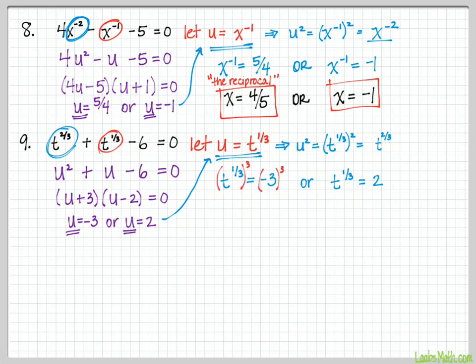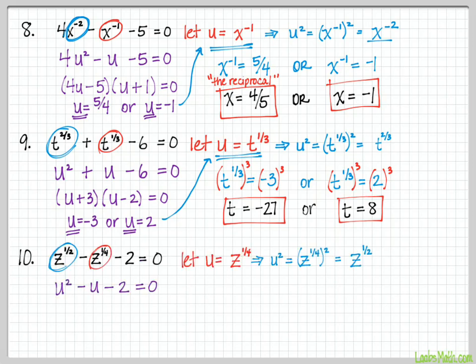So if I raise both sides of that equation to the third, I get t equals negative 27, because negative 3 times negative 3 times negative 3 is negative 27. Or I do the same thing to the other equation for t. I'm raising both to the third power, and I get t equals 8. And there's my solutions.